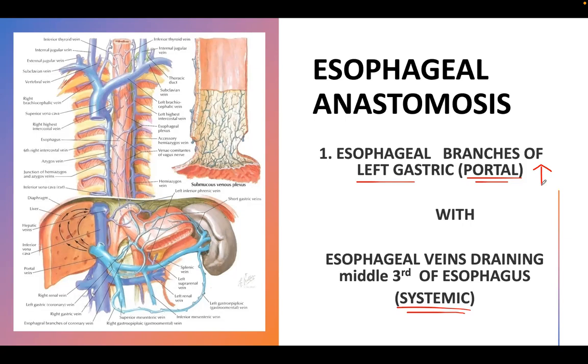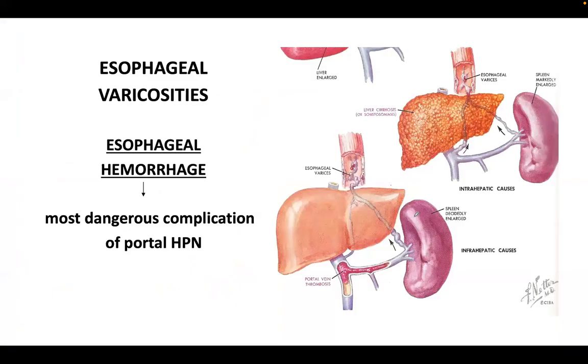Very good. Portal hypertension would lead to esophageal varices. So please take note, these varices are actually the left gastric veins. So it can be a cause of upper GI bleeding. When there are esophageal varicosities, this is the most dangerous complication of portal hypertension.